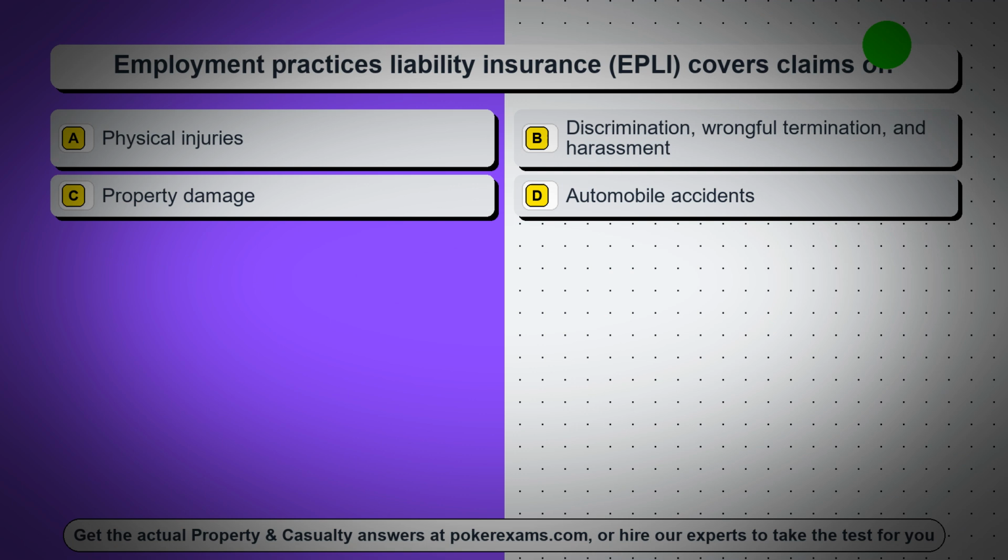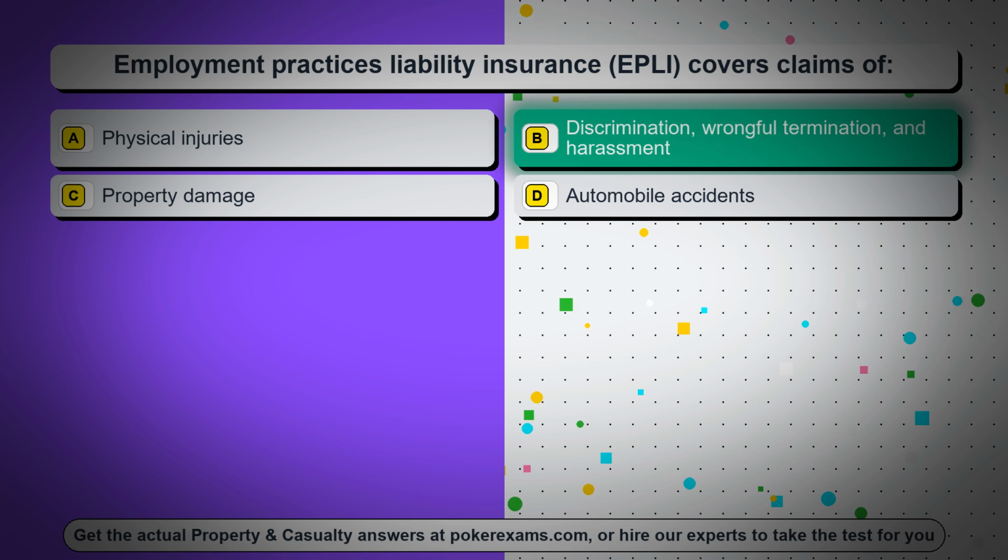Question 20. Employment Practices Liability Insurance, EPLI, covers claims of. Option A, physical injuries. Option B, discrimination, wrongful termination, and harassment. Option C, property damage. Option D, automobile accidents.